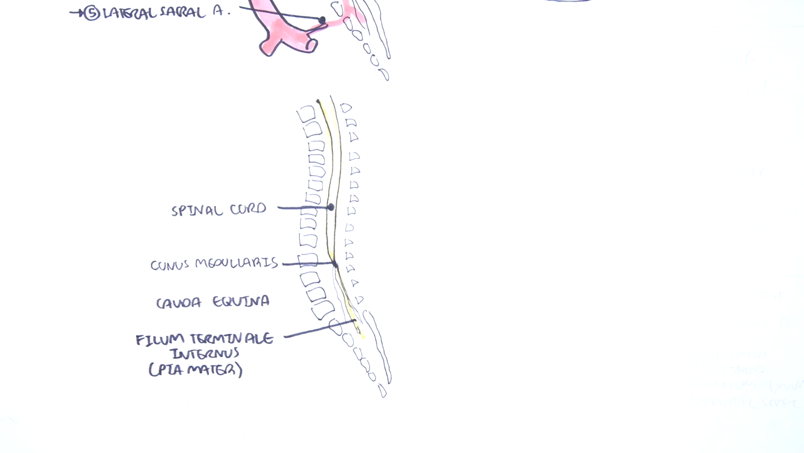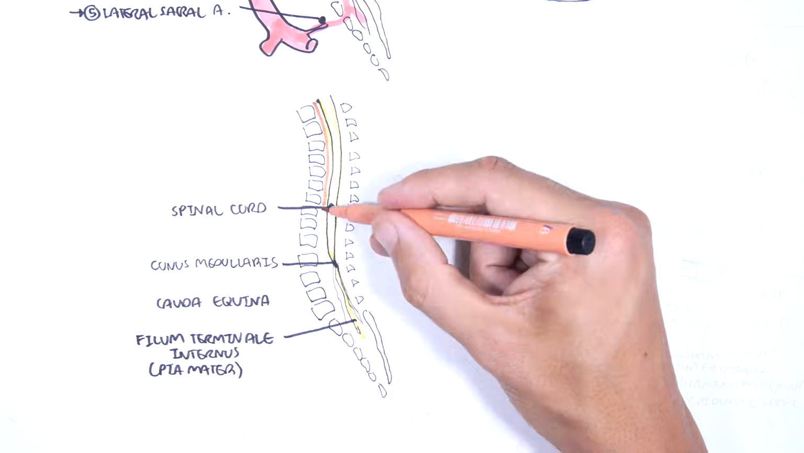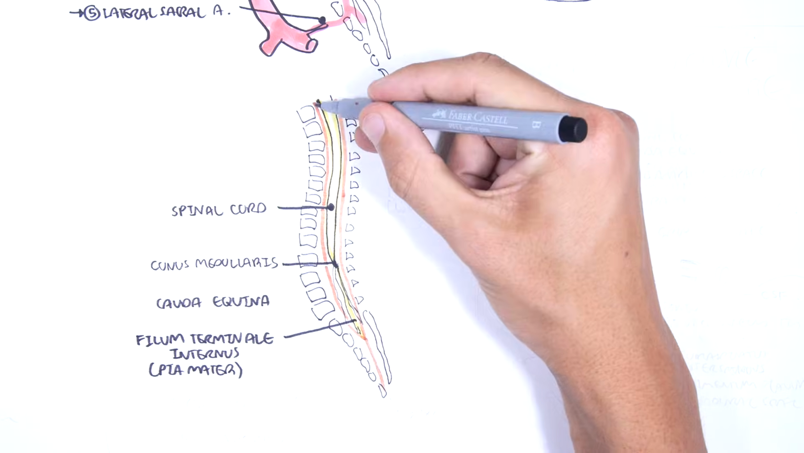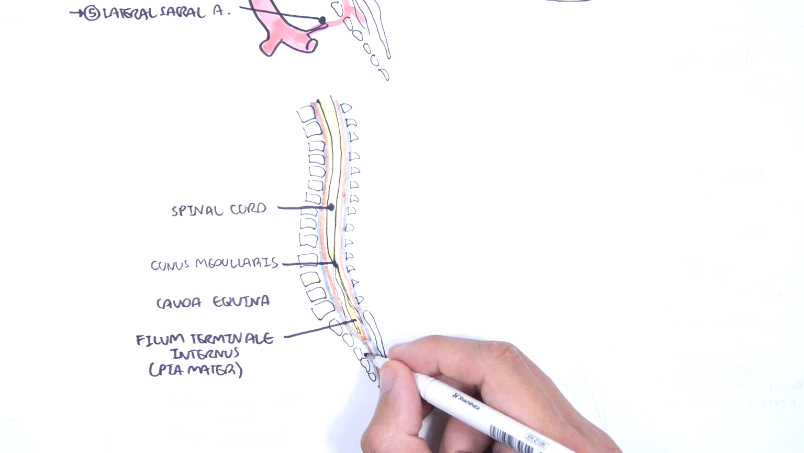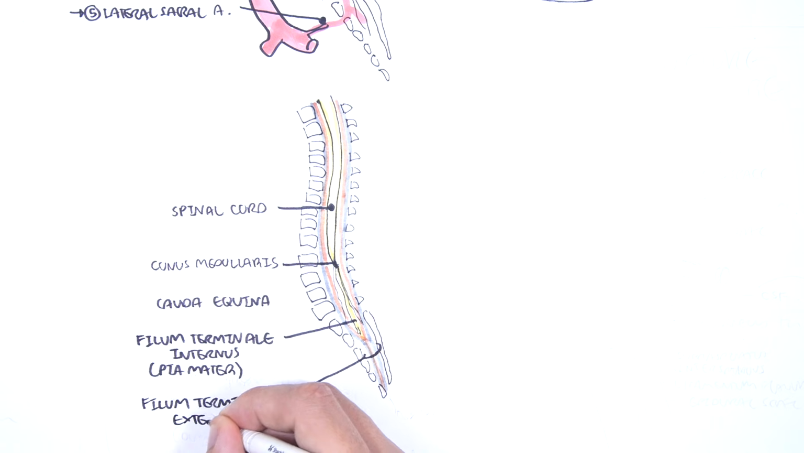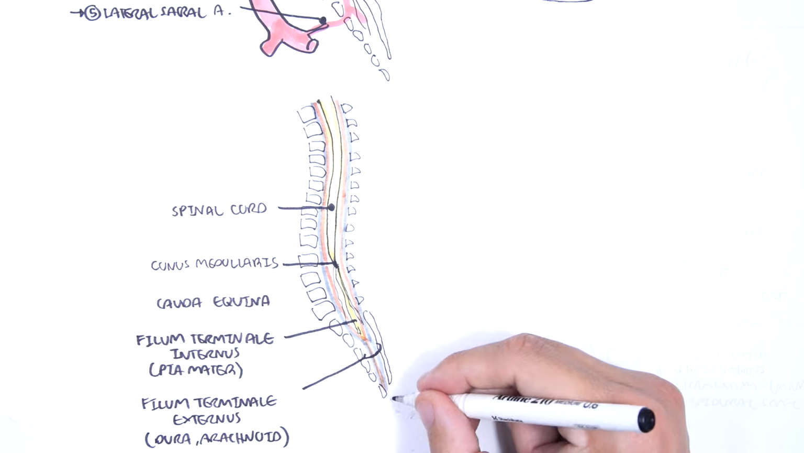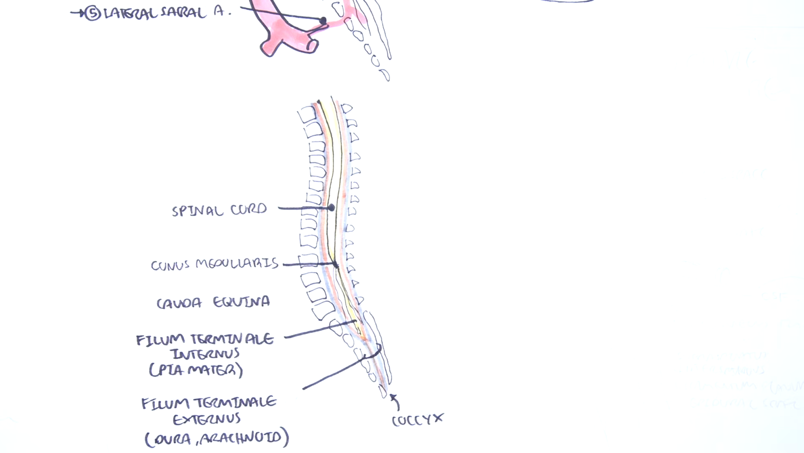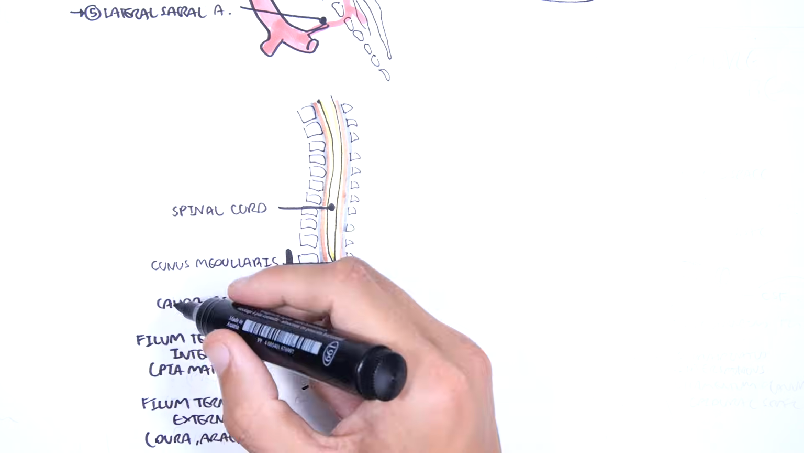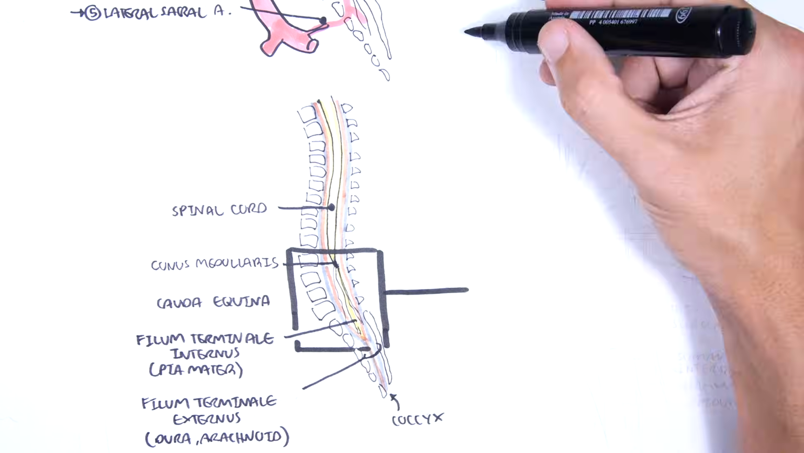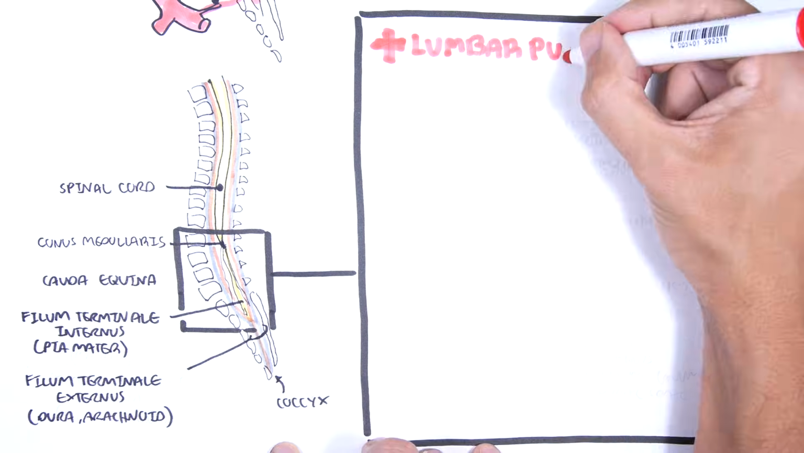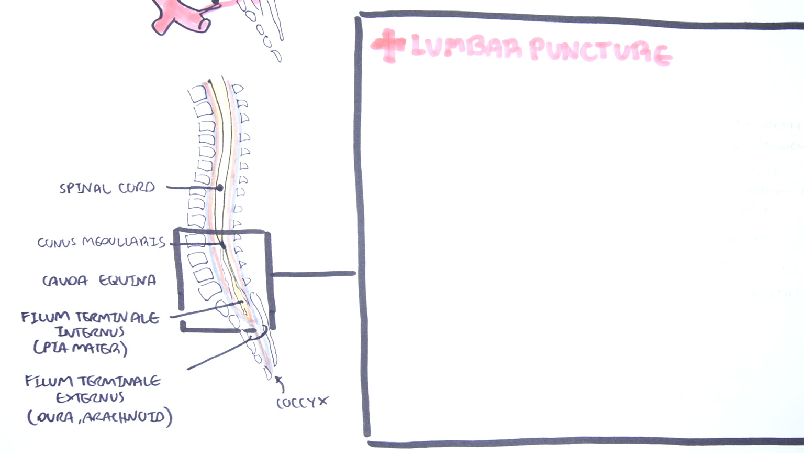The filum terminale is divided into the filum terminale internus, which is made up of continuation of the pia mater, and then you have the filum terminale externus, which is made up of the dura mater and the arachnoid membrane. The filum terminale externus ends at the coccyx. The space after the conus medullaris, below L2, is a site where cerebrospinal fluid can be accessed. This space is the subarachnoid space.